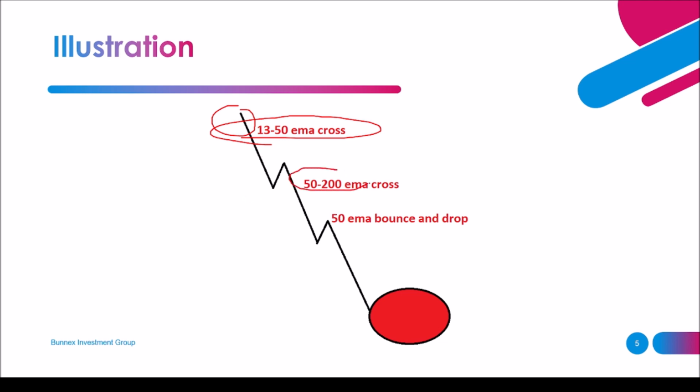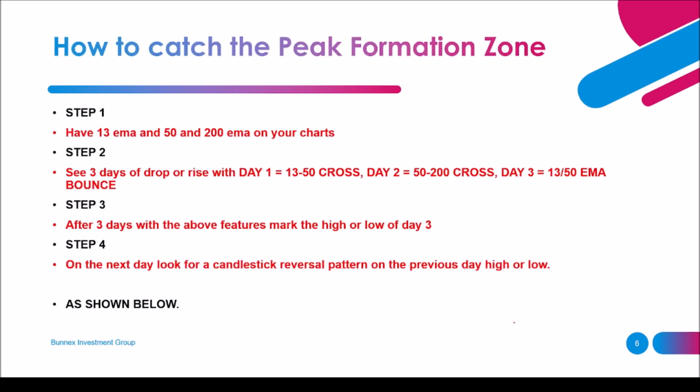Day two, a corresponding 50-200 EMA cross to the drop, and then day three should start as a bounce on the 50 EMA. It can as well be a bounce on the 13 EMA. Then after that, at the end of the third day, this is where we would expect to see our magic. So we are saying here's the steps that you follow to catch the peak formation zone.